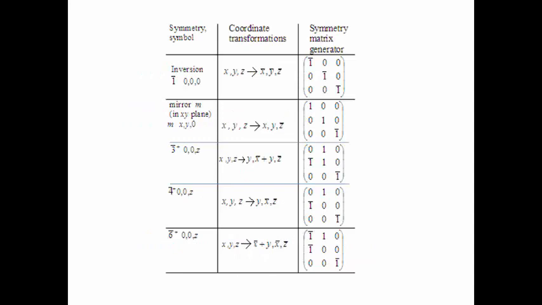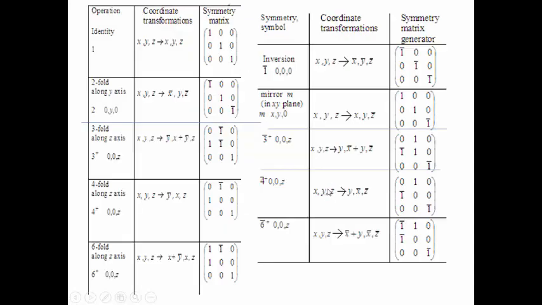Here is the setup for the roto-inversions. We always have an inversion multiplied by a rotation, so we're going to have to put some sort of indication of where that is. So here's the point at 0, 0, 0, which takes XYZ into X bar, Y bar, Z bar. And here we have the 3 bar plus, which means you rotate counterclockwise by 120 degrees and put yourself through an inversion point. And these are the coordinate transformations, and here's the corresponding matrix.